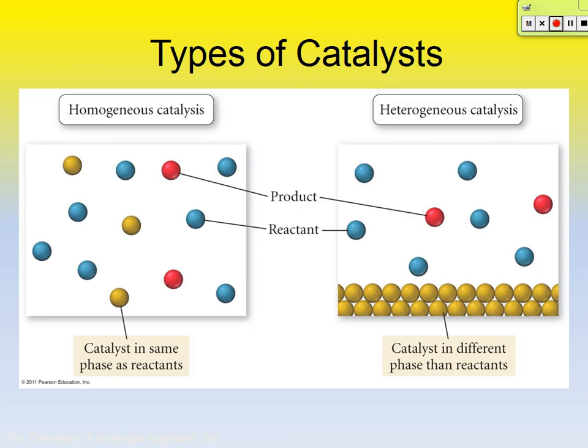Okay, another slide showing the same thing. Here my catalyst is this yellow dot here, and my reactants are also in the gas phase. So they're both in the gas phase. It's called homogeneous. Now over here, heterogeneous, the catalyst is in maybe a solid phase. My reacting particle is in the gas phase. So they're different phases, heterogeneous.